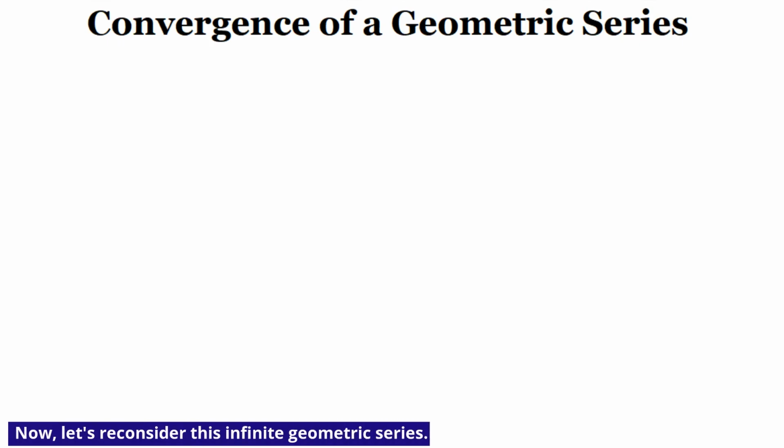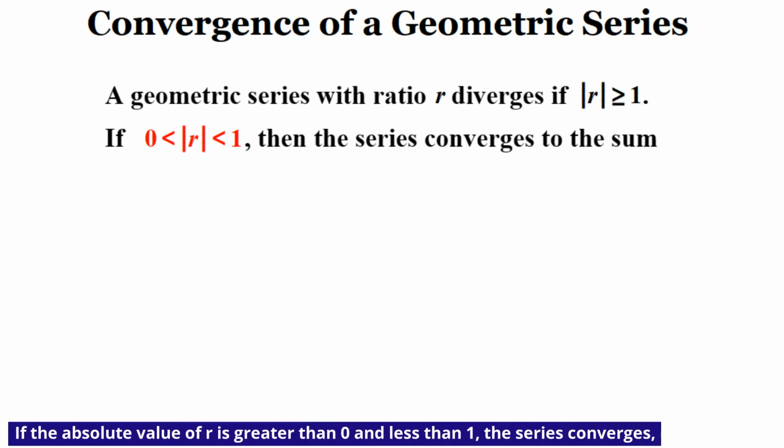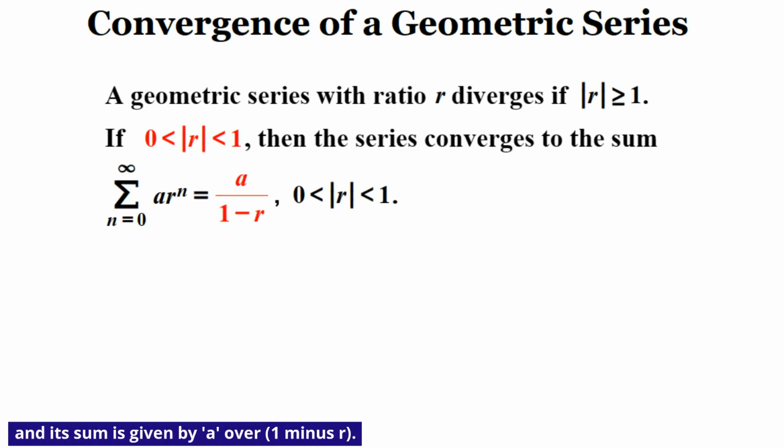Now let's reconsider this infinite geometric series. An infinite geometric series diverges when the absolute value of the common ratio, denoted as r, is greater than or equal to 1. If the absolute value of r is greater than 0 and less than 1, the series converges, and its sum is given by a over 1 minus r.